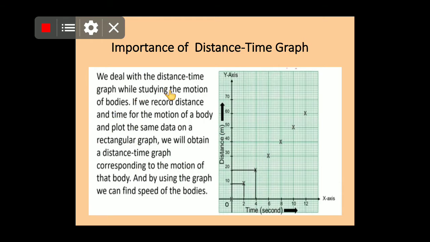So we deal with the distance and time graph while studying the motion of bodies. If we record a distance time graph for a body and plot the same data on the rectangular graph, we will obtain the distance time graph corresponding to the motion of that body, and by using the graph we can find the speed of that body. So in this way we can find the speed of the moving body.